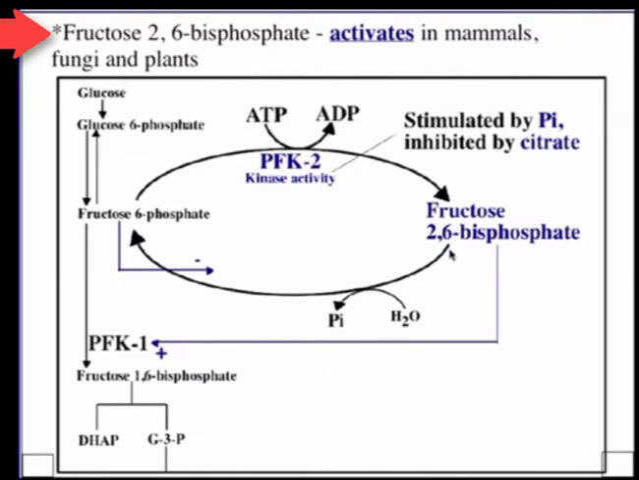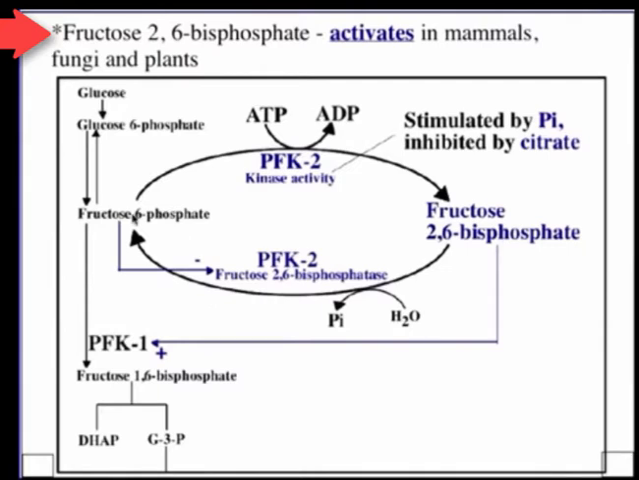Now, fructose 2,6-bisphosphate can be further acted on by another activity of the same enzyme, the phosphatase activity. So PFK2 is a multifaceted enzyme. It has more than one activity. It's got a kinase activity and it's got a phosphatase activity. So the phosphatase activity can act on fructose 2,6-bisphosphate to cleave off the phosphoryl group and convert it back to fructose 6-phosphate. Okay, that would be under conditions where this upregulation was no longer needed.